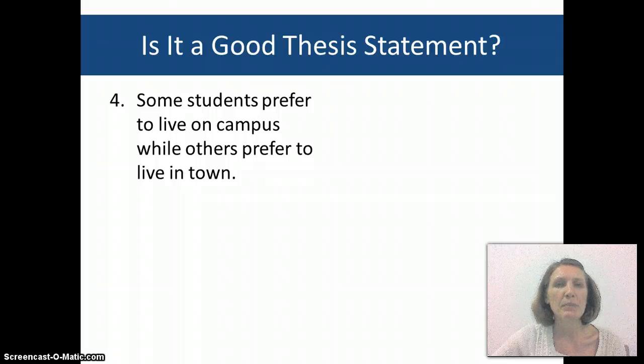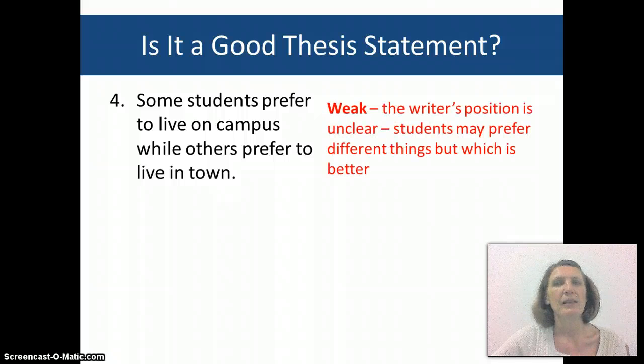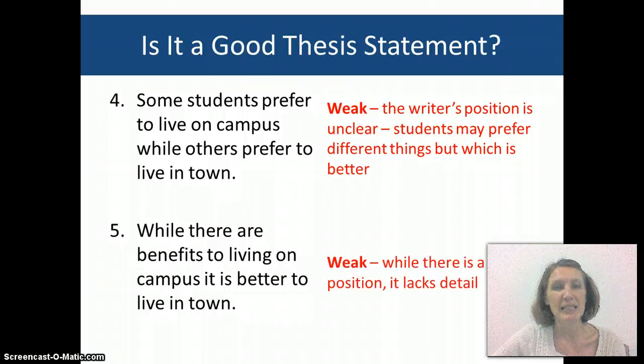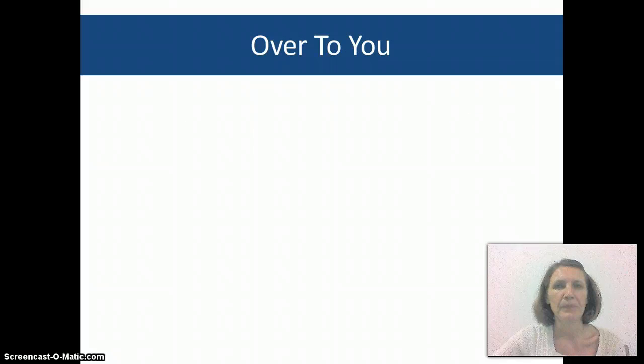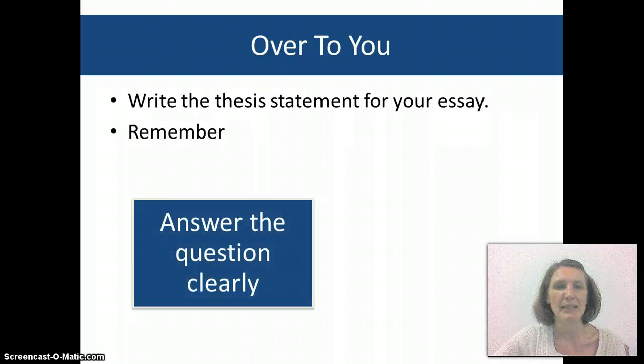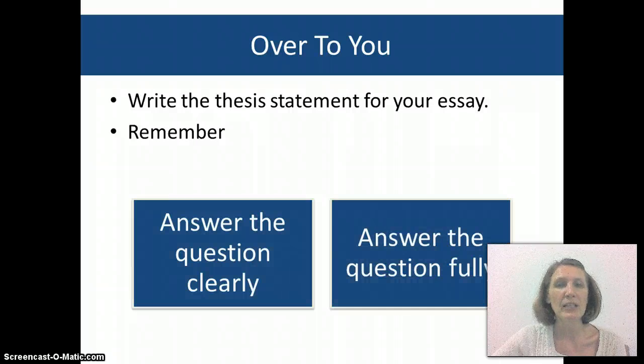How about number 4? Some students prefer to live on campus while others prefer to live in town. Yeah, that's still weak because we know that's true. We don't have to make that as part of our thesis statement. How about number 5? While there are benefits to living on campus, it's better to live in town. Still, it lacks detail. I think some people would agree with this, but we need to know the reasons why. So now it's your turn. Let's see if you could write a better thesis statement. Be sure to answer the question clearly and answer the question fully.